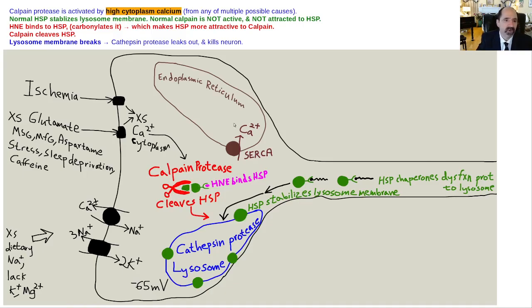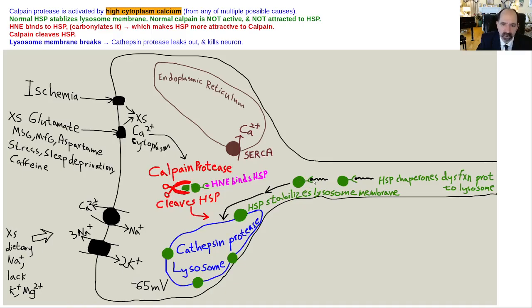Okay, here's the drawing of it. Hopefully this will help clarify some of these things. So things that increase calcium, high cytoplasmic calcium, so here's Ca2+ inside a brain cell, a hippocampal neuron, are going to activate this calpain protease. Calpain protease is like a pair of scissors that cuts the HNE, hydroxynonenal. Hydroxynonenal has bound to the HSP. The HSP is this little green circle here.